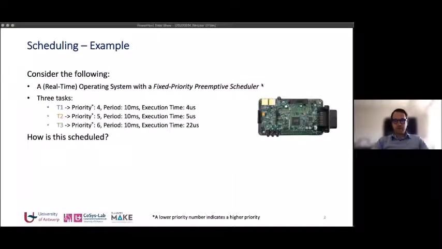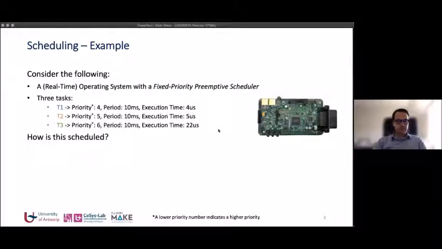Let me start by a small example, a scheduling example. So consider that you have an embedded platform shown here on the right, and that the embedded platform runs a real-time operating system with a fixed priority preemptive scheduler, and 3 tasks need to be scheduled. The first task has a priority of 4, a period of 10 milliseconds, and execution time of 4 microseconds. The second task has a priority of 5, same period, and execution time of 5 microseconds, and the third task has a priority of 6, same period again of 10 milliseconds, and execution time of 22 microseconds.